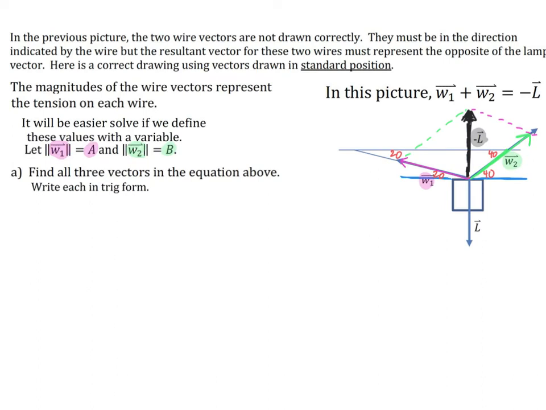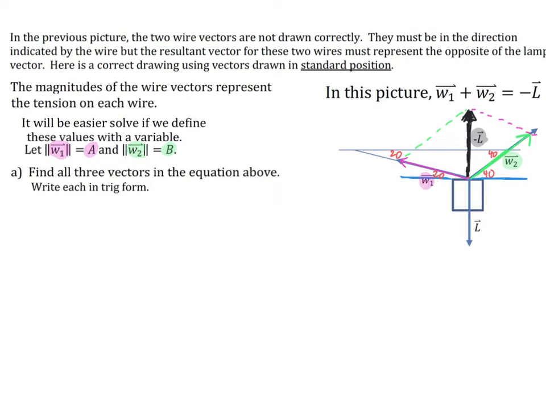So moving on, it says, in the previous picture, the two wire vectors are not drawn correctly. They must be in the direction indicated by the wire, but the resultant vector for these two wires must represent the opposite of the lamp, right? So it must represent the opposite because you're trying to counteract it and keep the lamp or the chandelier up in place as opposed to crashing down.